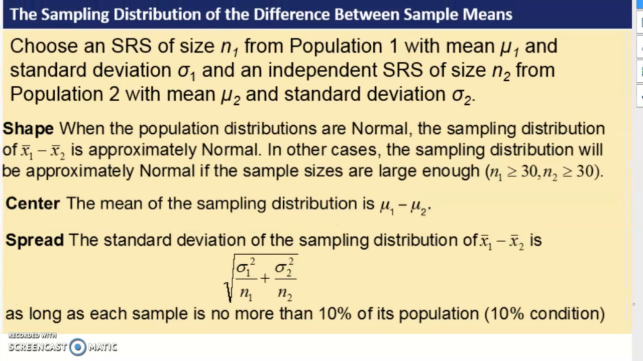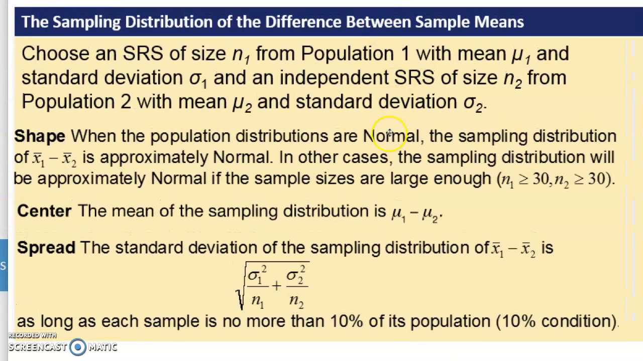So, just a little bit of background again about the sampling distribution of the difference between sample means. So suppose we have two populations. We choose samples from each population. The samples do not have to be the same size, so the sizes are N1 and N2. And each sample has a mean related to some parameter that we are interested in. So we have the means mu1 and mu2, and we also have standard deviations, sigma 1 and sigma 2.